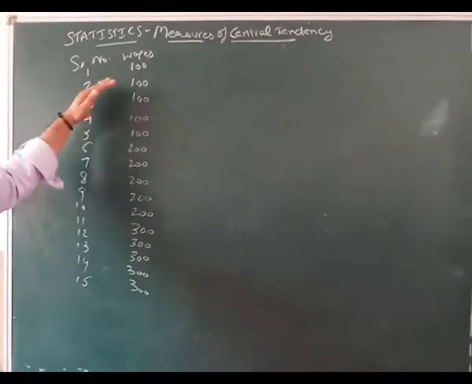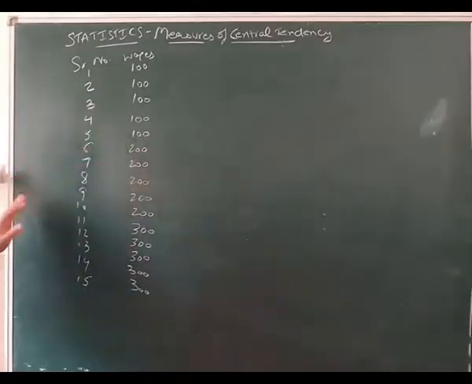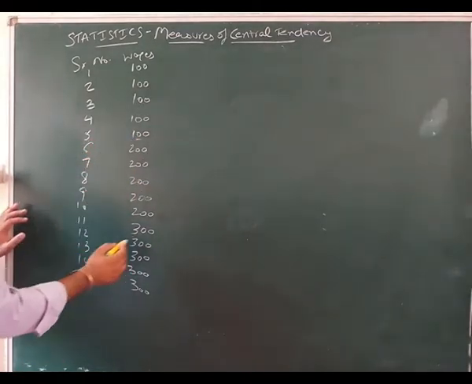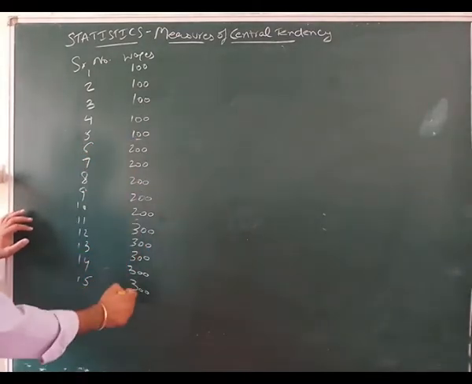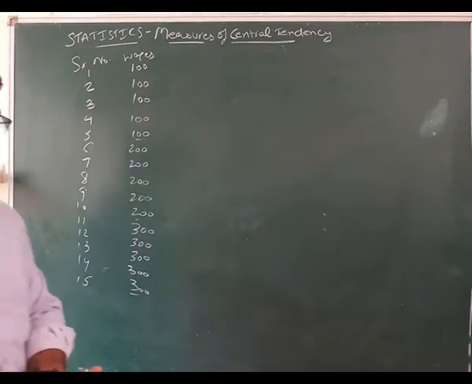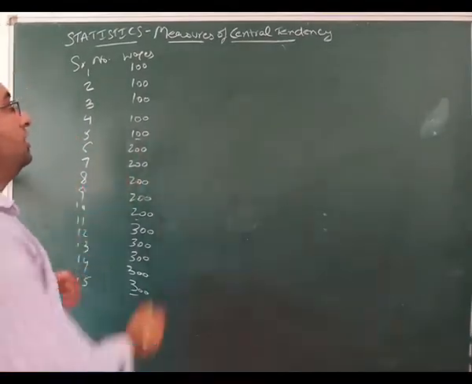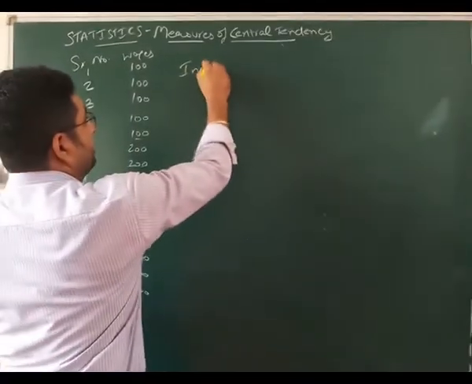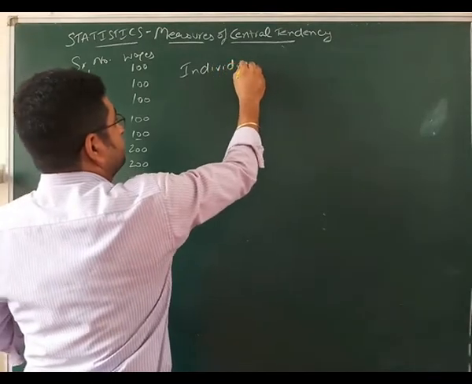We have taken a hypothetical example. These 5 workers are earning rupees 100 per day. These are earning 200 rupees per day, and these 5 are earning rupees 300 per day. So this is called an individual series.